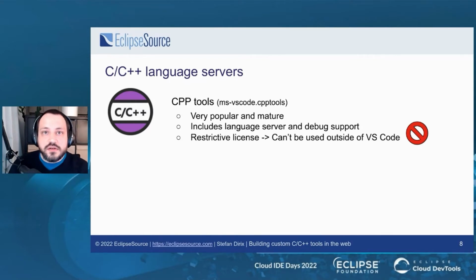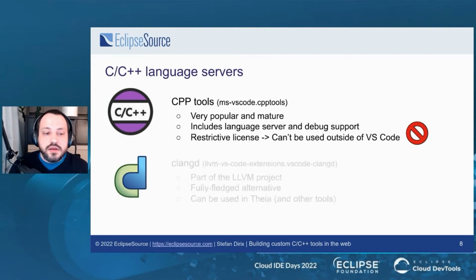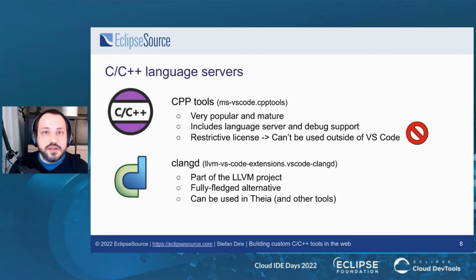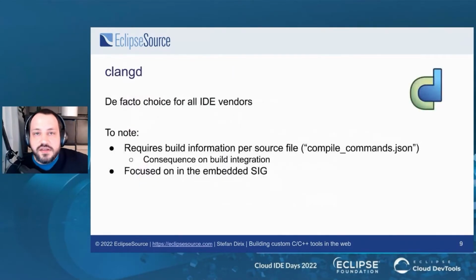What does this mean for us? So for the CDT.cloud Blueprint, and for you, if you want to use Theia or something else, you need an alternative. You need another language server. Very popular is ClangD, which is part of the LLVM project, which also provides the Clang compiler. It's a fully fledged alternative, and it can be used in Theia and other tools. Basically, ClangD is the choice for all IDE vendors. And let's just look at this in practice.